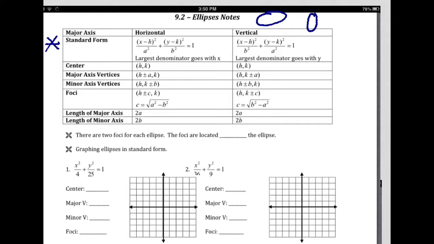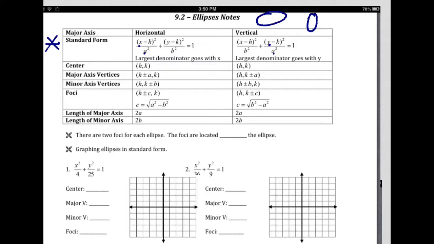and the way the book and this note sheet talk about your standard form is the A value is always the largest number. So if you look at this first one, the A is underneath the X term. That means that the ellipse is going to be stretched horizontally more than it is vertically. In the second equation here, you have the A underneath the Y term, which tells us that the vertical stretch is going to be more for the ellipse. So that's the main difference with that.